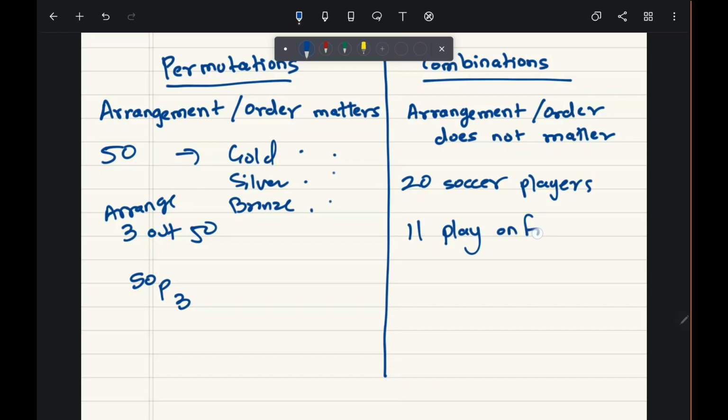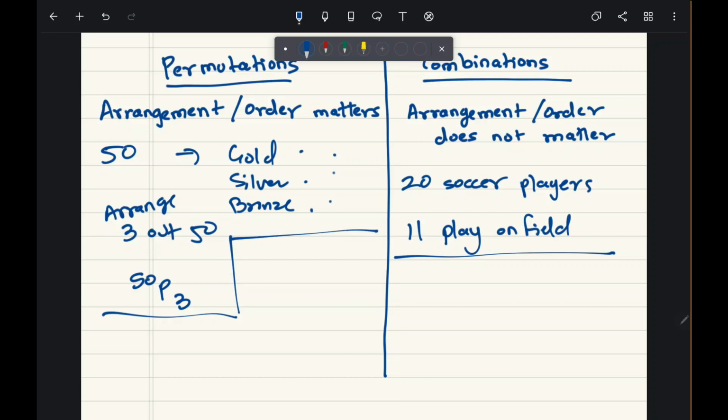So forgetting substitutions and everything, let's say we need to choose 11 to play on the field. The order will not matter because it will still be the same team, right? No matter which 11 players you choose. So that's an example of combination, right? So we are just making a choice of 11 players. We are not arranging them.